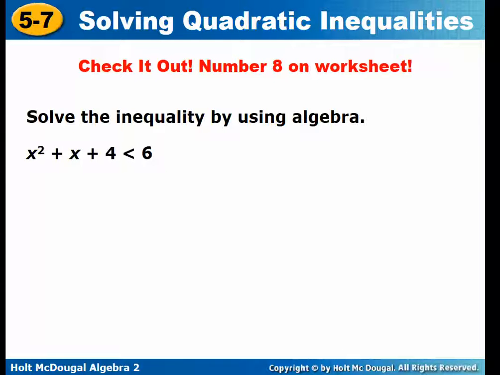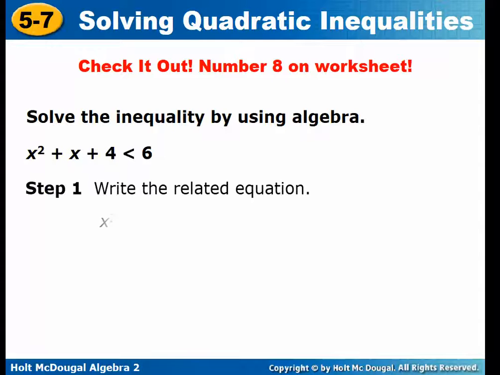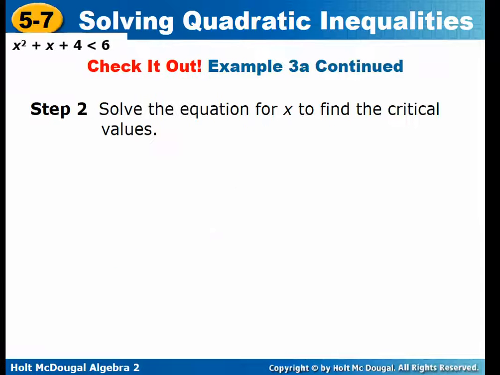Okay, here's number 8 on the worksheet. We're going to do this the same way. So first thing that we have to do is change this to an equal sign. So that's all we do first. Then we set it equal to 0. So I'm going to subtract 6 from both sides, and I'll get x squared plus x minus 2 equals 0. Now we want to factor this, and it is going to be factorable.